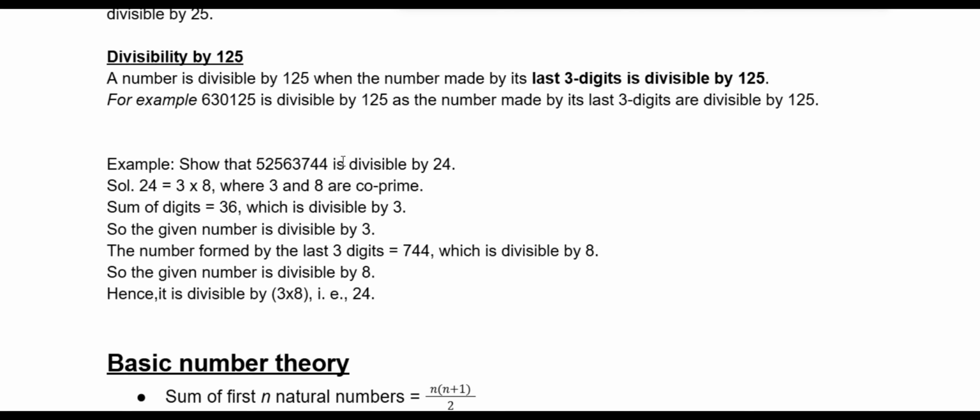Show that this particular number is divisible by 24. So to check whether a number is divisible by 24, take 3 8s are 24. For checking divisibility by 3, you take the sum of the digits, which is 36. So 36 is divisible by 3, so the total number is divisible by 3. And for checking with 8, you have to check the last 3 digits. So this 744 is divisible by 8, so the whole number is divisible by 8. As this number is divisible by both 3 and 8, the whole number is divisible by 24.